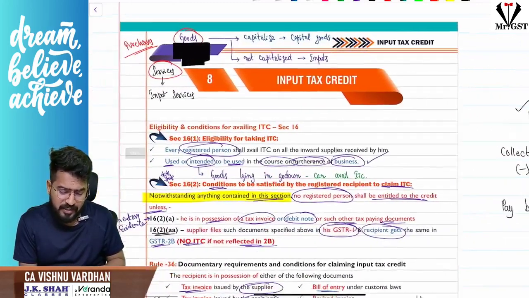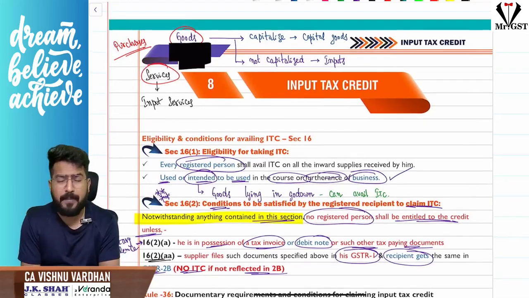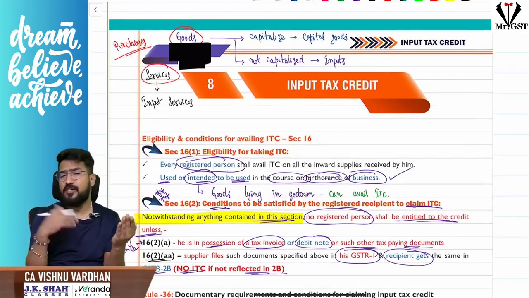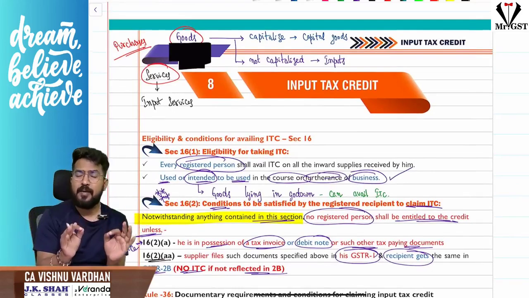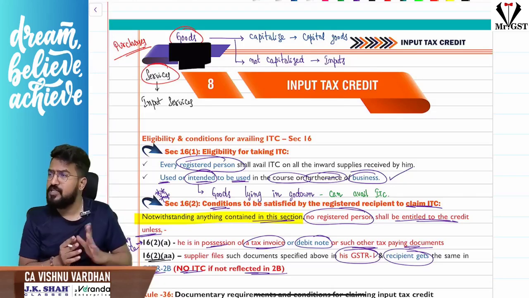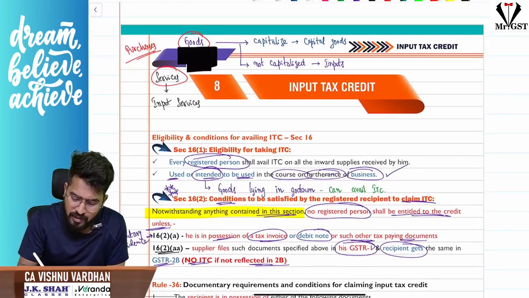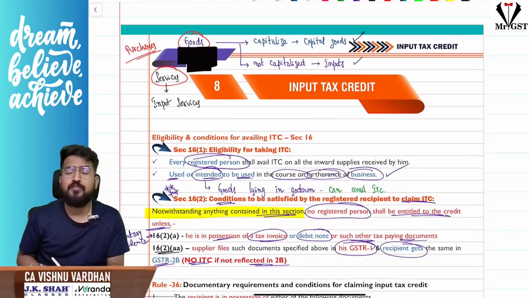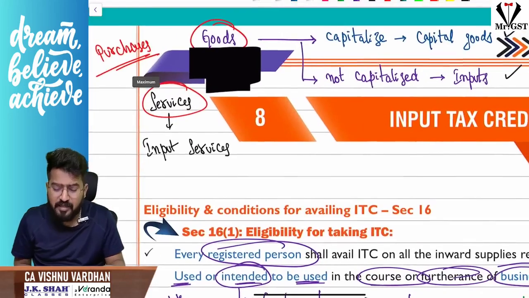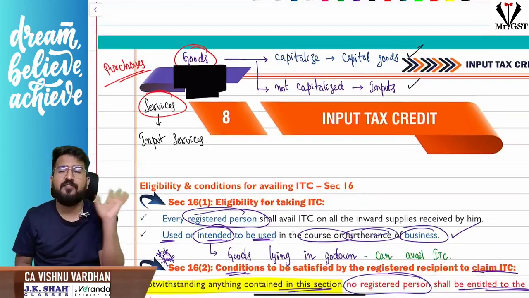Before proceeding into the chapter, you should understand that whenever we are buying something under GST, that may be goods or services. If we buy goods and capitalize them, they are called capital goods. If we don't capitalize them, they are normal inputs. Hope you are clear with this. If we buy some goods and capitalize them, it is called capital goods, and if we buy something and don't capitalize it, if it is goods, we call it inputs.